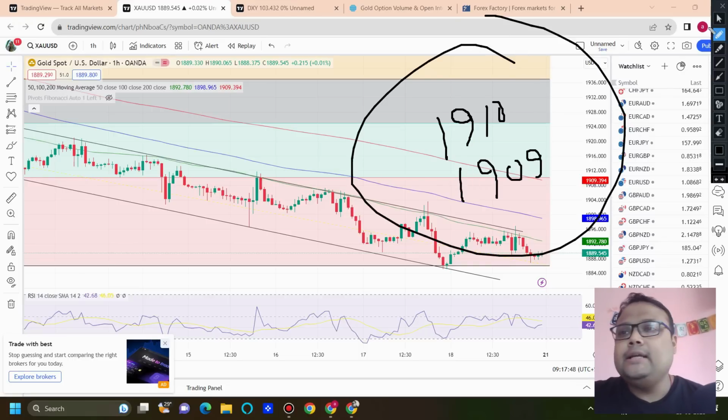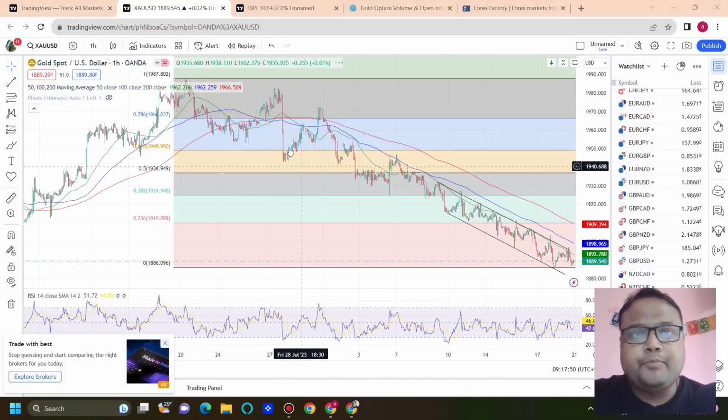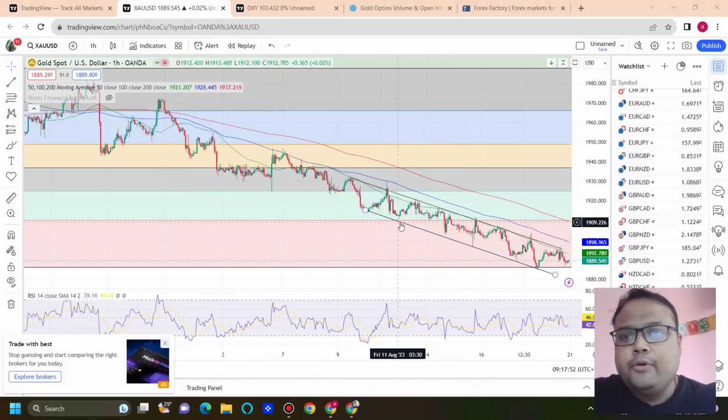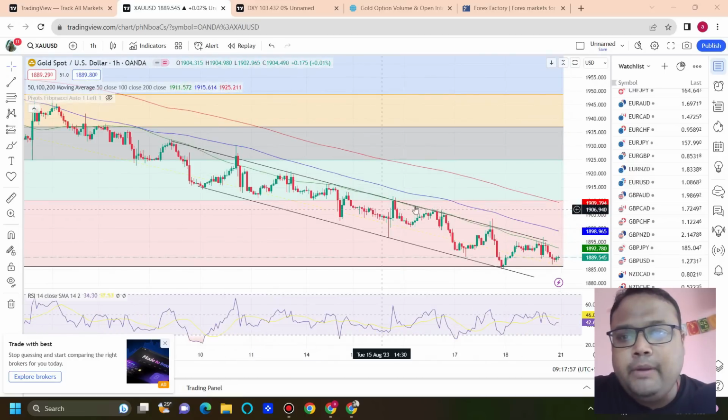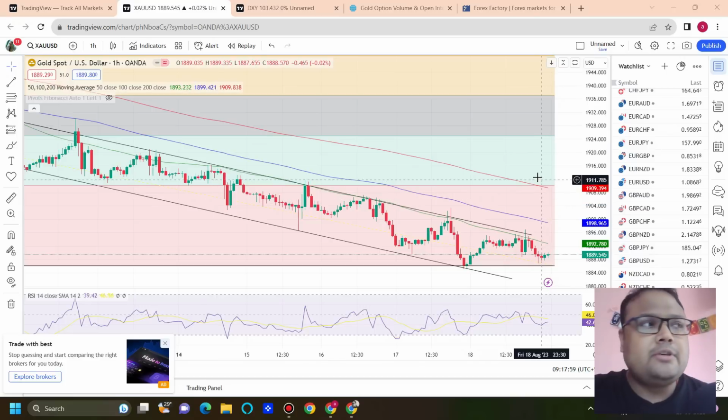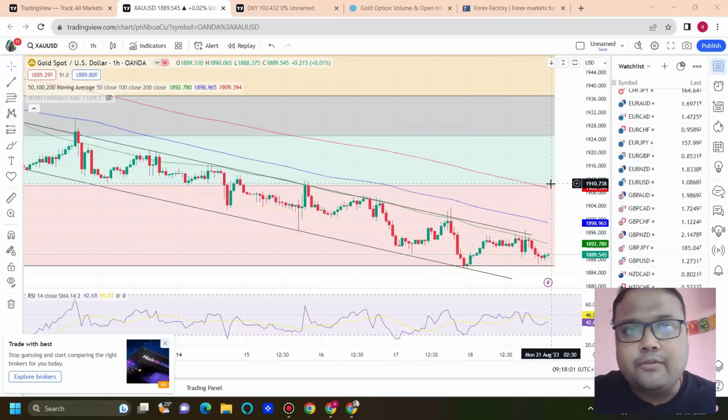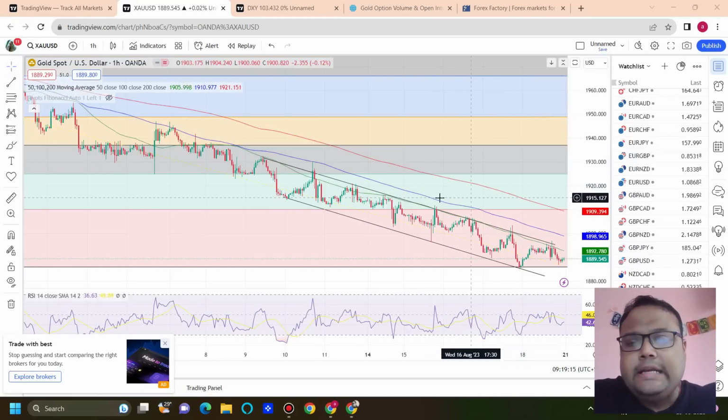Why? You can see that we have drawn Fibonacci here. Okay, Fibo 23.6% retracement level. Along with that, previous support will be working as resistance, and we also have the 200 moving average present around this area. So around 1910, 1909, we can expect a good selling pressure.